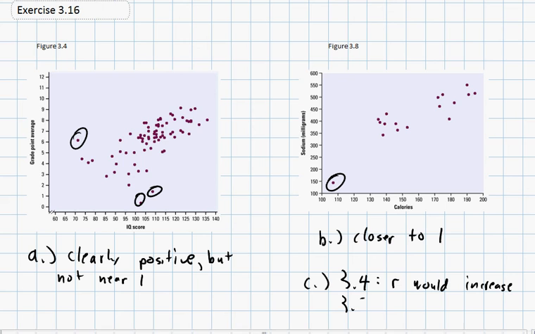And in 3.8, if I remove this part, notice that even though it is an outlier, it still fits our model, right? As calories get smaller, the sodium gets smaller, and so it does fit. So actually, if we get rid of that outlier, R would decrease, because we'd have a little bit more variation in terms of whether things actually do increase or decrease. This forces it to be very positive and to have that close relationship. But without this point here, it's not quite as strong.